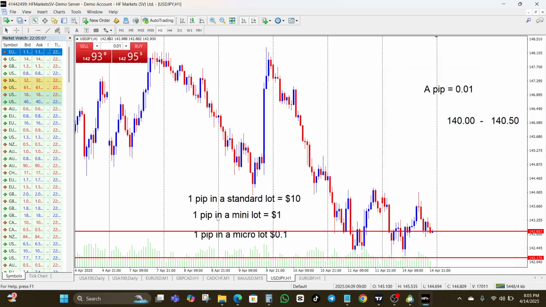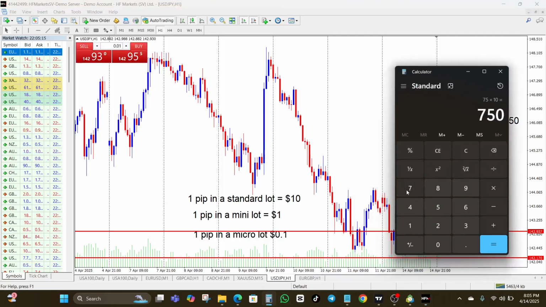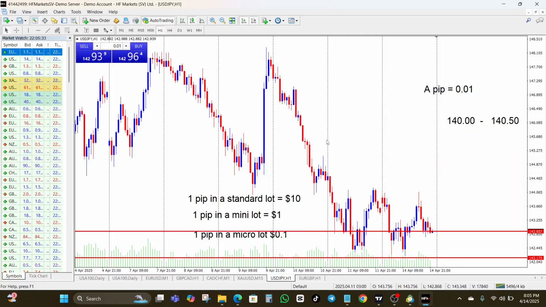If you're using a lot size of 0.1, that is a mini lot, what you're going to be risking for 75 pips is 75 times 1, so you're going to be risking $75. If you're using a micro lot for 75 pips, it means what you're going to be risking is 75 times 0.1, so you're going to be risking $7.5. These calculations are going to help you to know how much you are risking and how much you are potentially going to make, because the same way you're calculating your stop loss level is the same way you're going to calculate your take profit level.